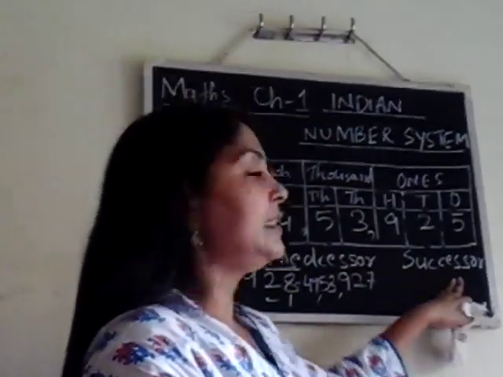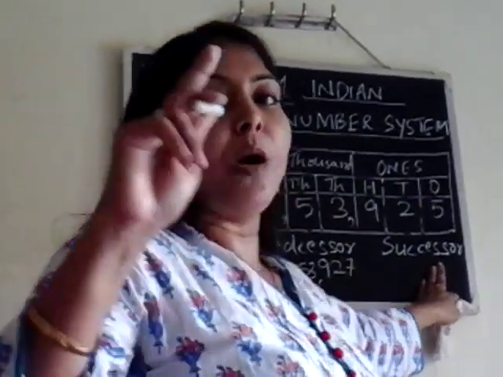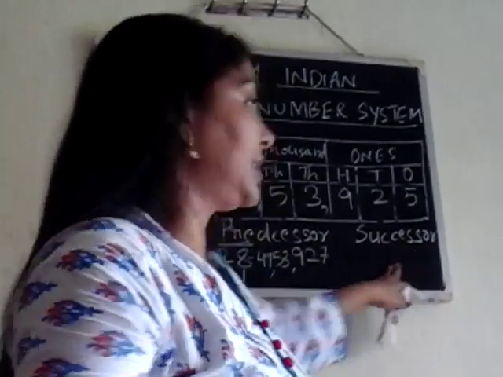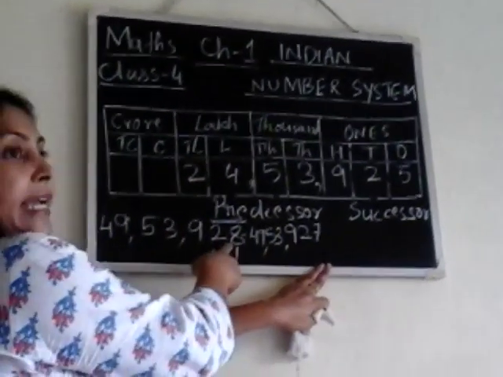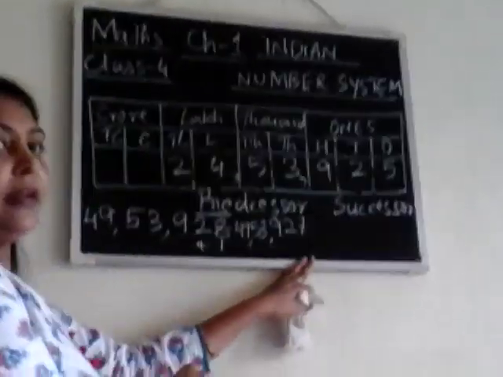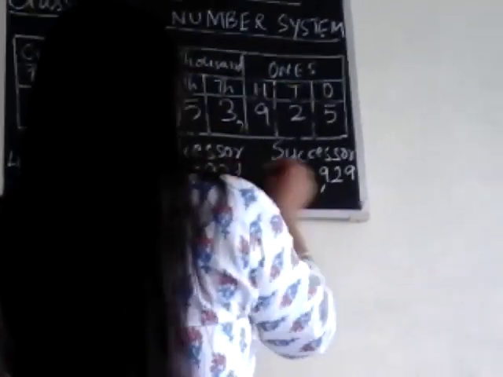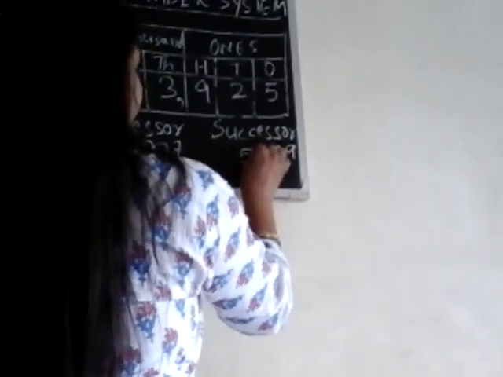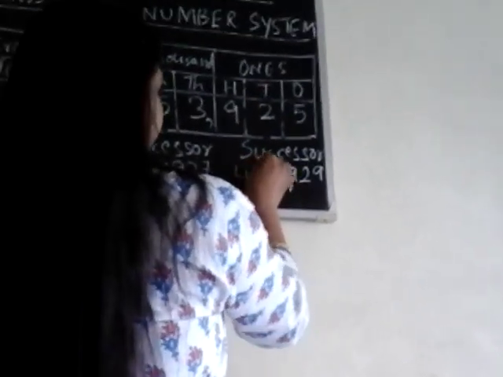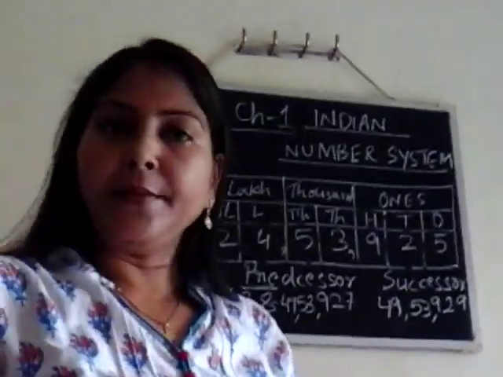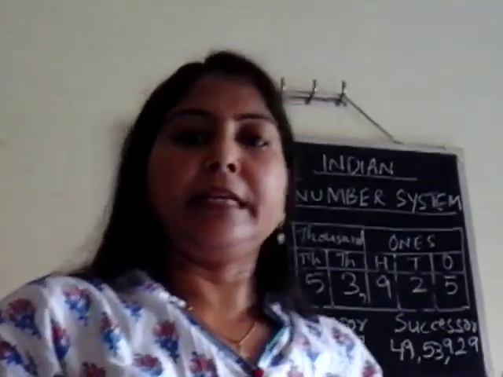And in successors what will happen? 1 will be added in the ones place. So it was 8 here. If I add 1, then what will be the number over here? It will be 8 plus 1 is 9, so 49 lakhs 53,929. Okay. So this is going to be the number. Fine. Now this is quite an easy example.